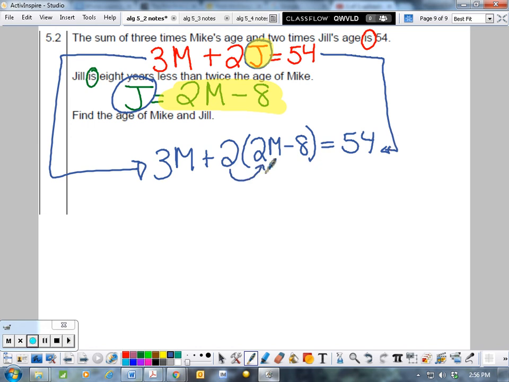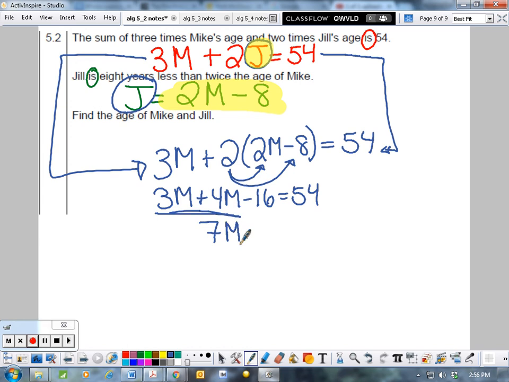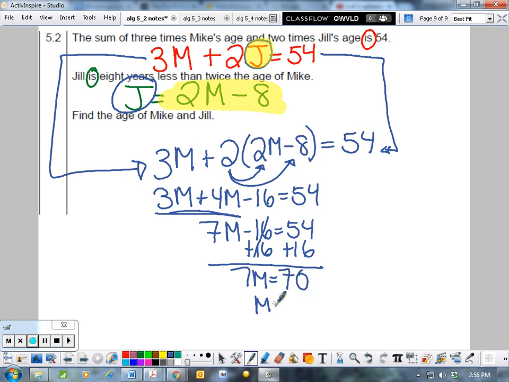First thing, I distribute the 2. So now I have 3m plus 4m minus 16 equals 54. My m's are on the same side, so 3m plus 4m gives me 7m minus 16 equals 54. I add 16 to both sides. So 7m equals 70. So m would equal 10, because I divide by 7 on both sides. So now we know Mike is 10 years old.